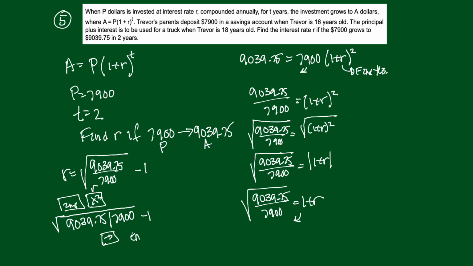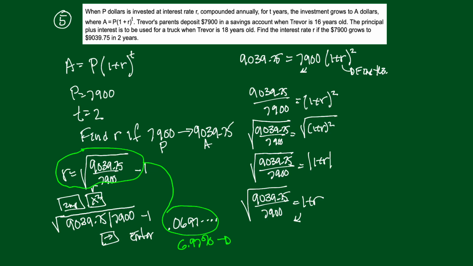And I came out with 0.0697 dot dot dot. Now, here's what we're looking for, right? We're looking for R. So R, here it is up here. Let me circle it. Here's R. Okay, so this number here is R. Now, this is a percentage rate. So if it's a percentage rate, it's going to be 6.97%, or we could just round that off to 7%.